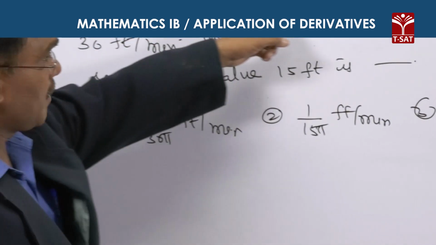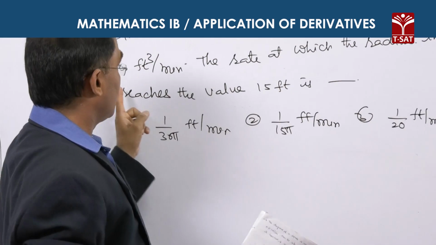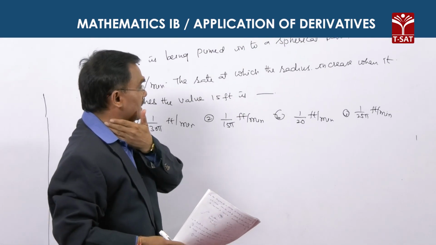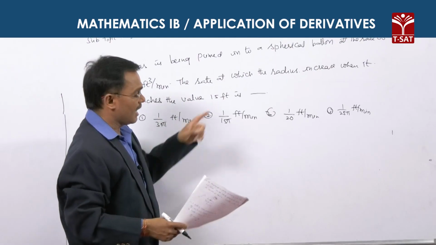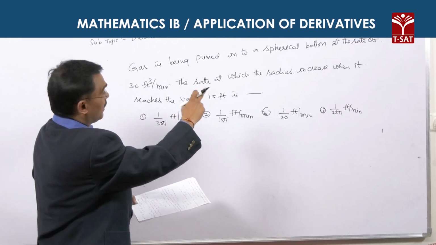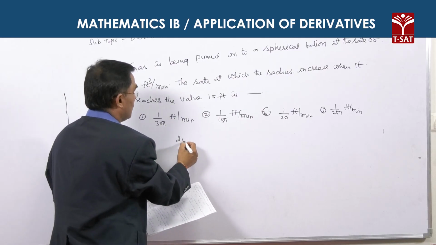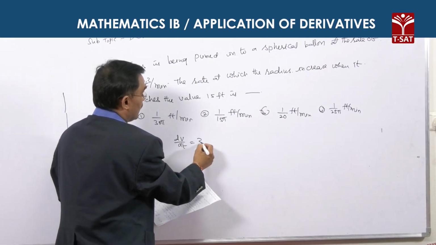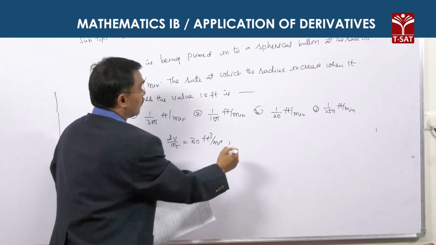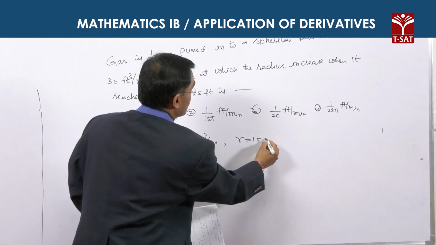So a gas is pumped into a spherical balloon at the rate of 30 feet cube per minute. We need the rate at which the radius is increasing when it reaches the value 15 feet. For the spherical balloon, the rate of change of volume, dV/dt, is given as 30 feet cube per minute. Next, the radius is equal to 15 feet, which is given.